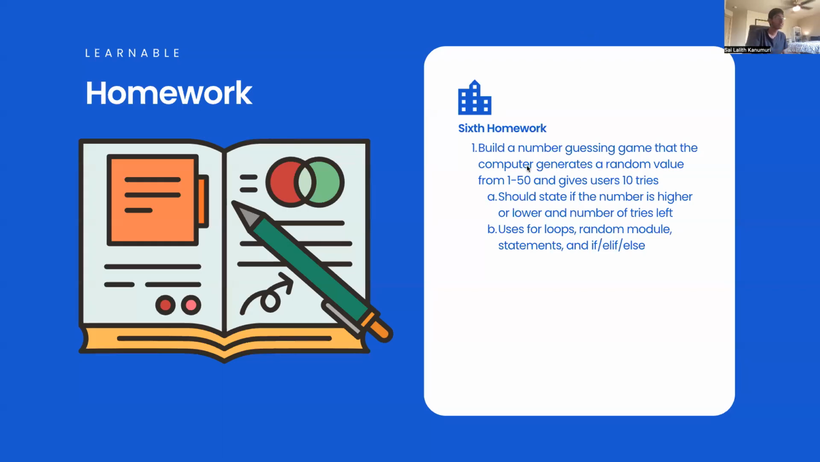Okay, so now let's go into the sixth homework where we basically build a guessing game where the computer generates a random number from 1 to 50 and gives the user 10 tries to guess the answer. This homework could have been a little bit complicated. This is the hardest homework we ever gave, but hopefully you had a chance to at least try this.